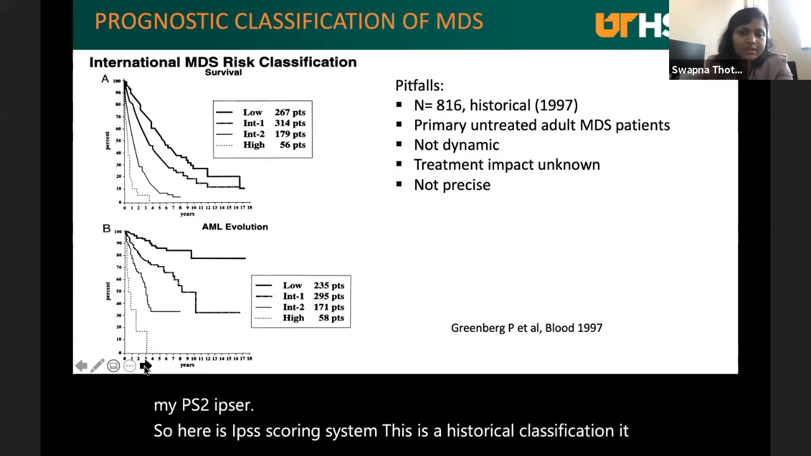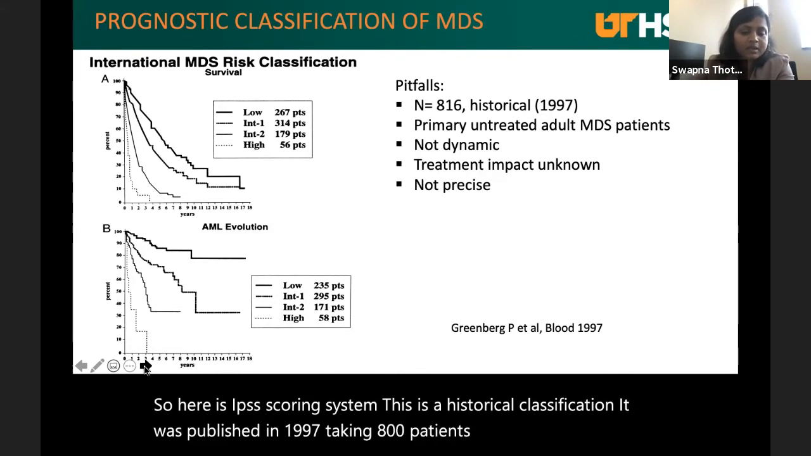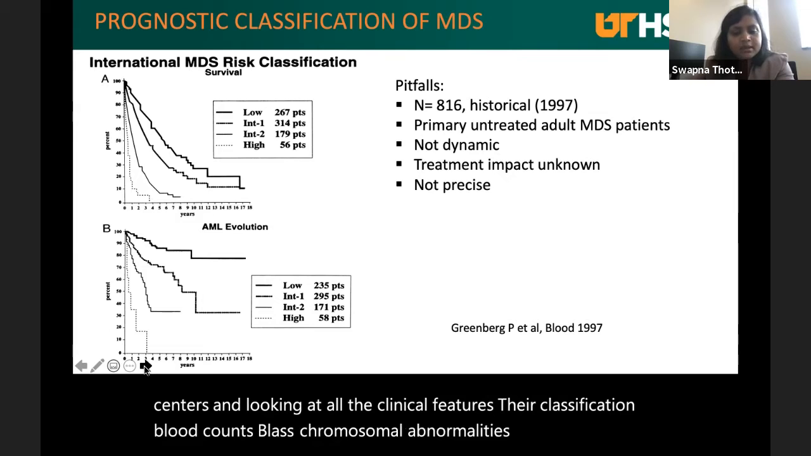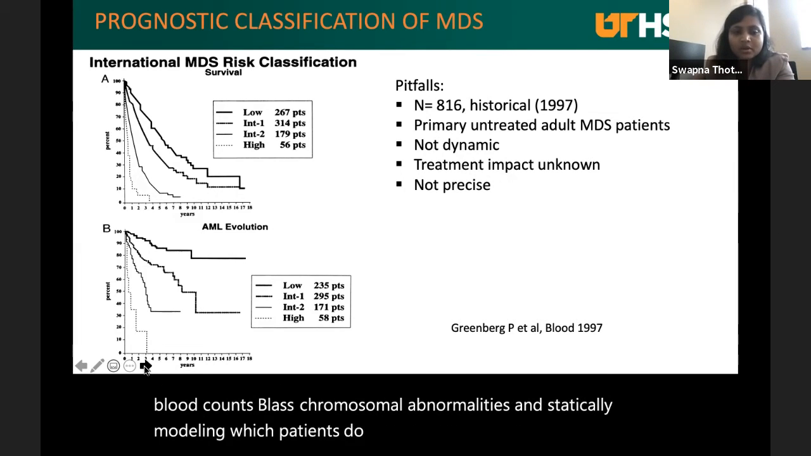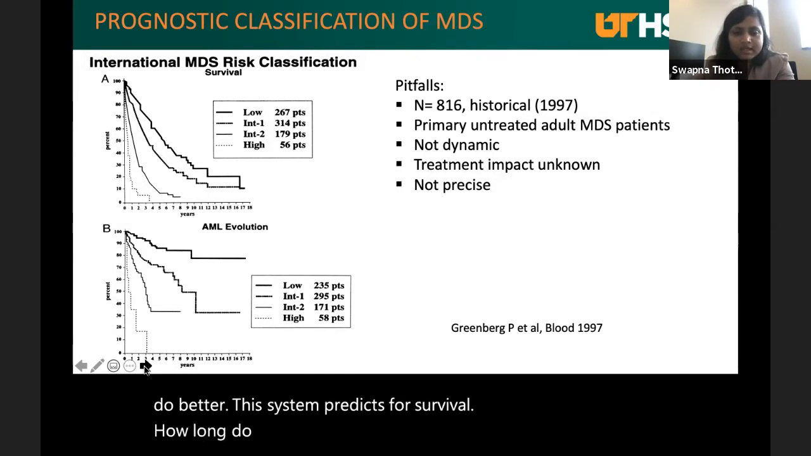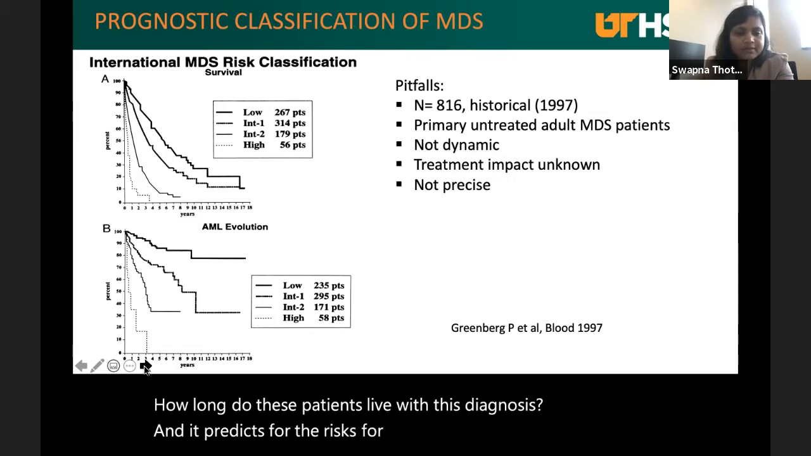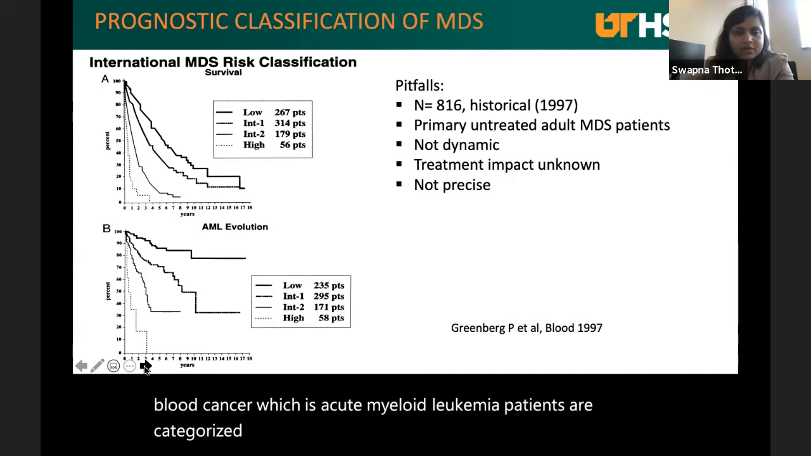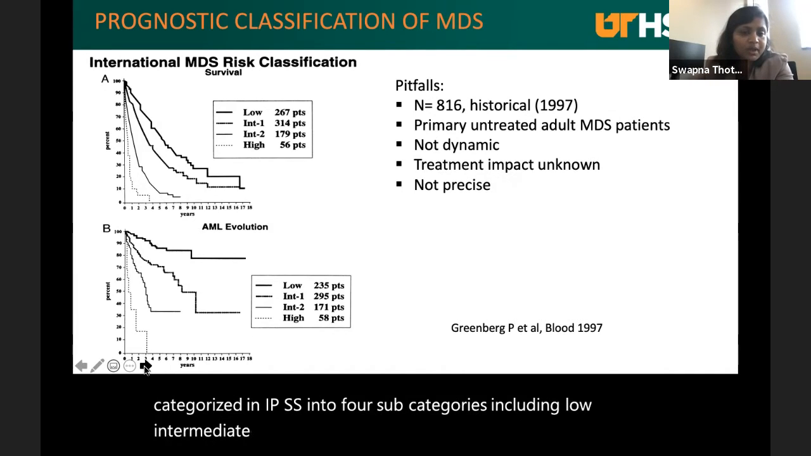It was published in 1997, taking 800 patients from different academic centers and looking at all the clinical features, their classification, blood counts, blasts, chromosomal abnormalities, and statistically modeling which patients do better and those patients that do not do better. This system predicts for survival. How long do these patients live with this diagnosis? And it predicts for the risk of transforming to a more aggressive blood cancer, which is acute myeloid leukemia. Patients are categorized in IPSS into 4 subcategories, including low, intermediate 1, intermediate 2, and high risk.